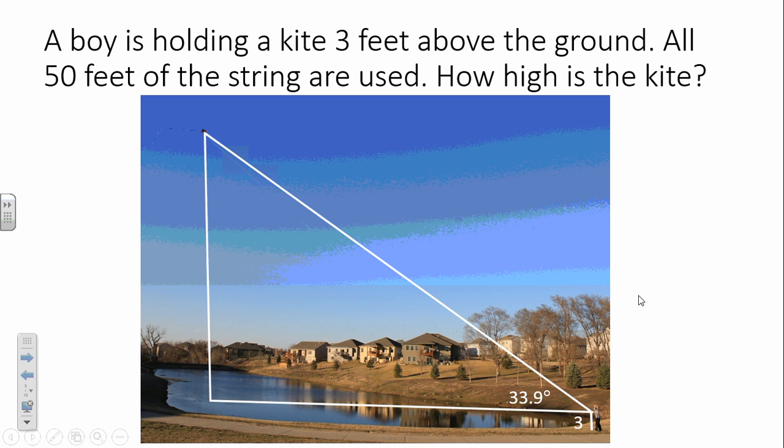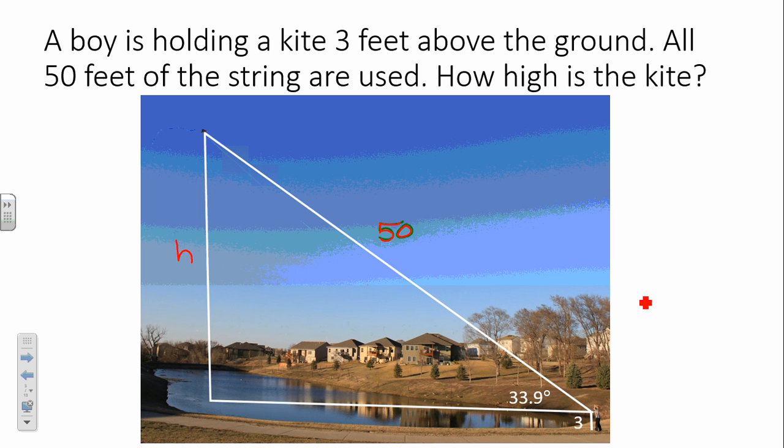But if you take a picture of a very high object and you know the angle of elevation, because you can take it to GeoGebra or print it out and measure it using a protractor. I knew that he had all 50 feet of that string out. So I knew that, at the time, I measured him from where his hands were to the floor. He was 3 feet high. Then we can figure out how high the kite is.